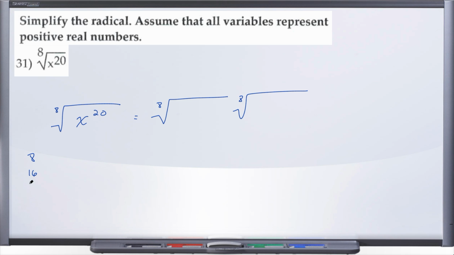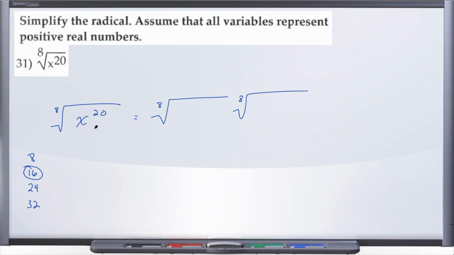8, 16, 24, 32, etc. And let's ask ourselves now, is 20, the original power, the original exponent, a multiple of 8? Well, we can see that it's not. So since 20 is not a multiple of 8, what is the next number down from 20 that is a multiple of 8? Well, the next number down from 20 that's a multiple of 8 is 16.